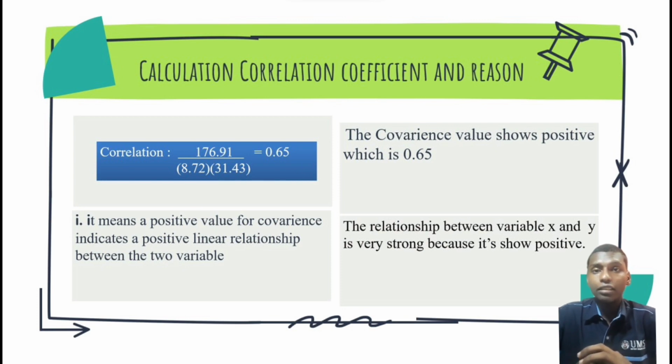For the correlation, I got 0.65, which is a positive value. The value must be between negative 1 and 1, so 0.65 is a positive strength. The positive value also indicates a positive linear relationship between the two variables, x and y.